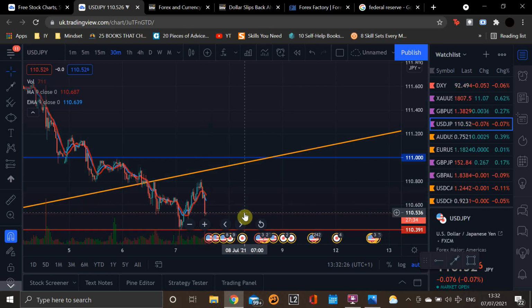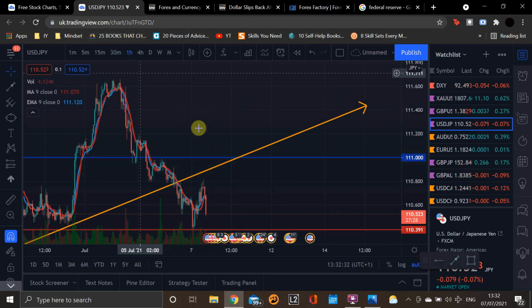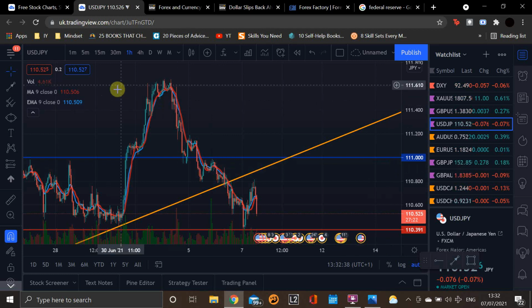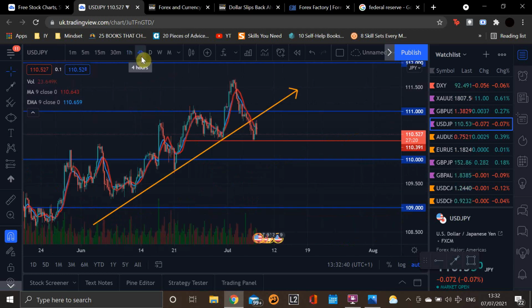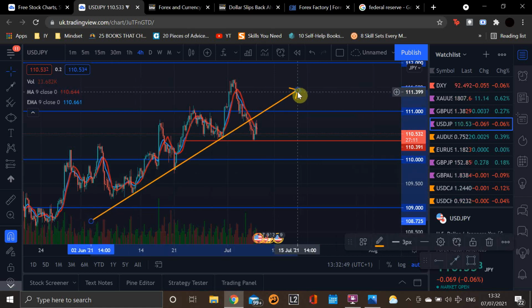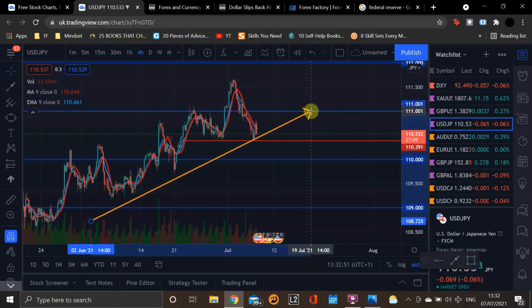I've been getting support and resistance mixed up for a while now, but yeah, we can clearly see that's a trend. I mean, I want to go as far as to say this is a trend here. Possible.